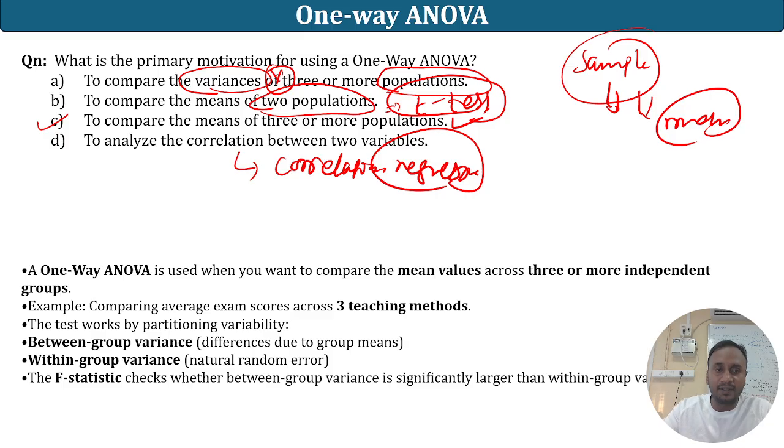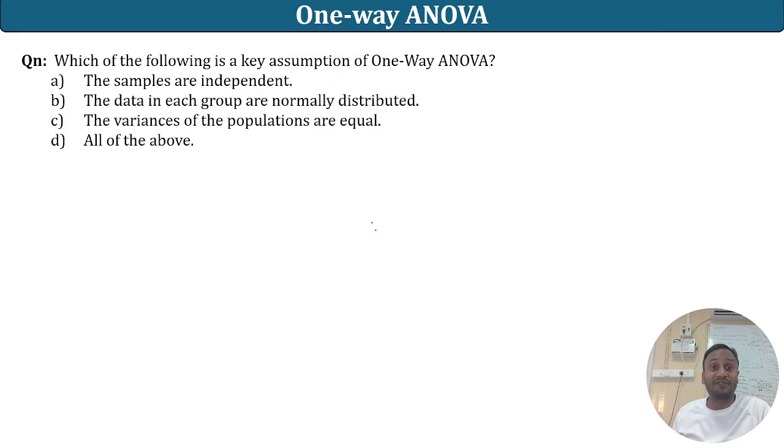So that's the same thing I explained here also. What are the key assumptions of one-way ANOVA? Just read it and then tell me. We have discussed this at the start itself. Whenever we have three or four populations, the samples should be independent. They should not depend on each other, for one-way.